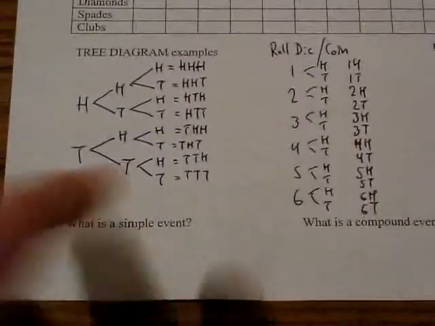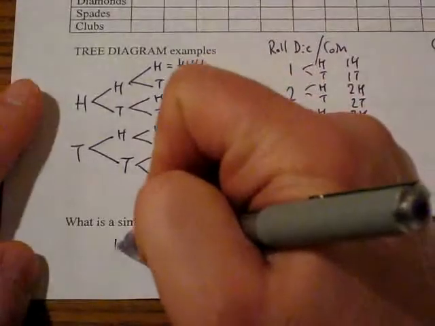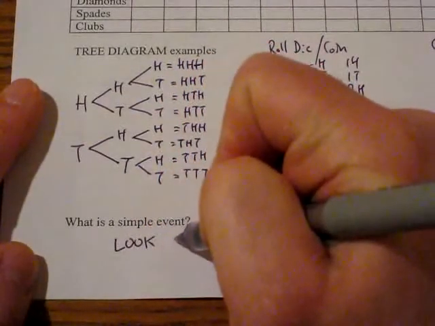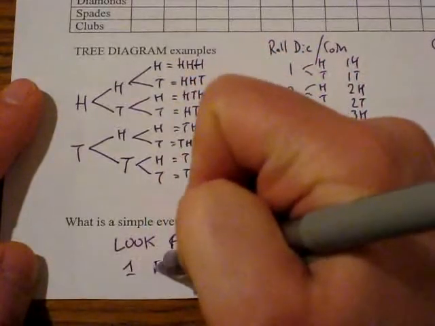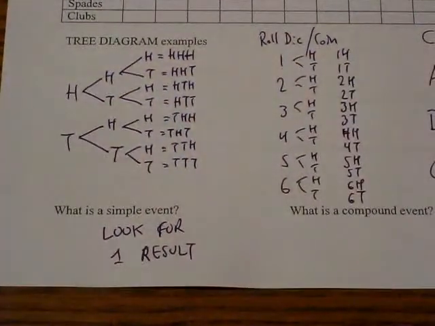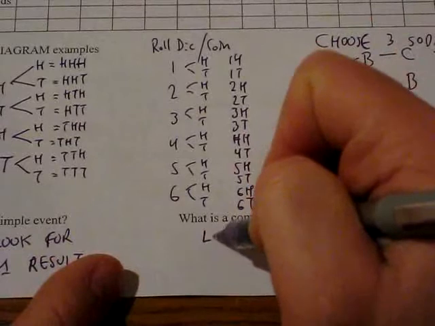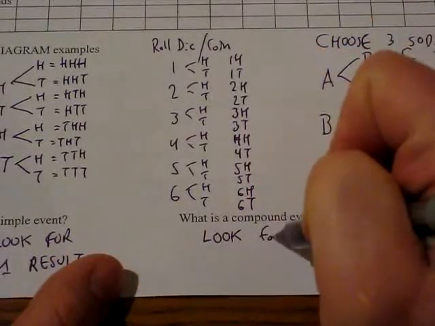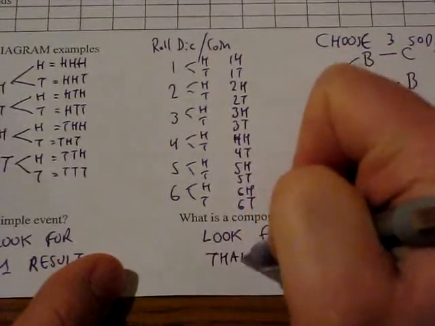Now, let's talk about a simple event. A simple event is when you're looking for just one simple thing. Look for one result. So if you're rolling a die and you need to get a 5, that's a simple event because you're just looking for the one result. Now a compound event is when you're looking for more than one result. So look for more than one result.